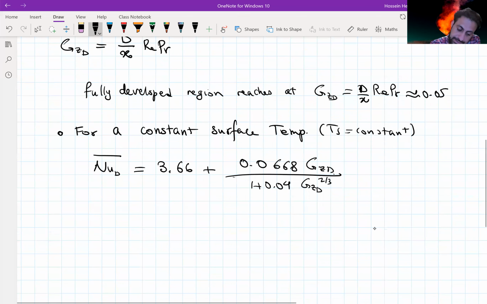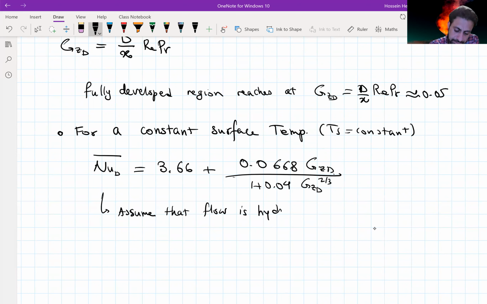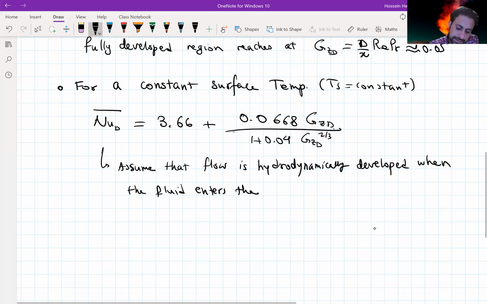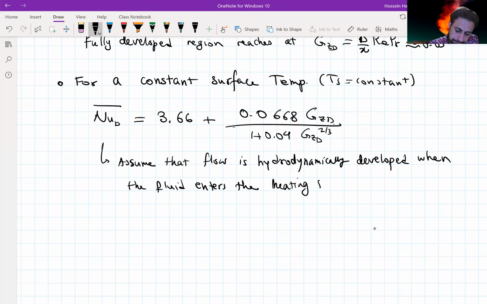And these correlations assume that the flow is hydrodynamically developed when the fluid enters the heating section. That's the assumption behind that.